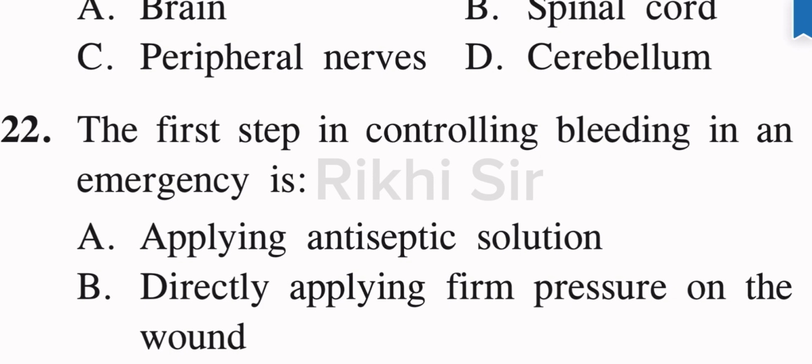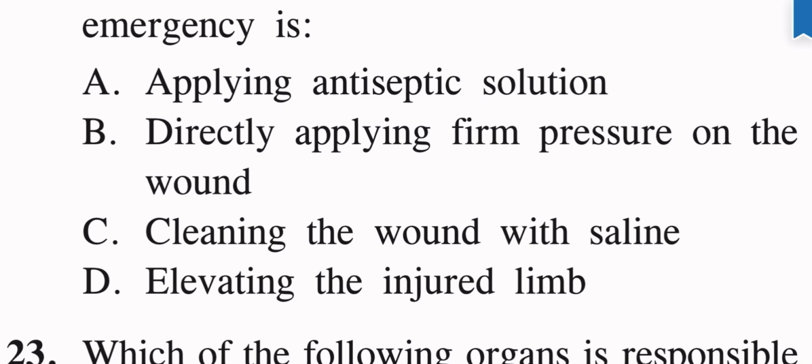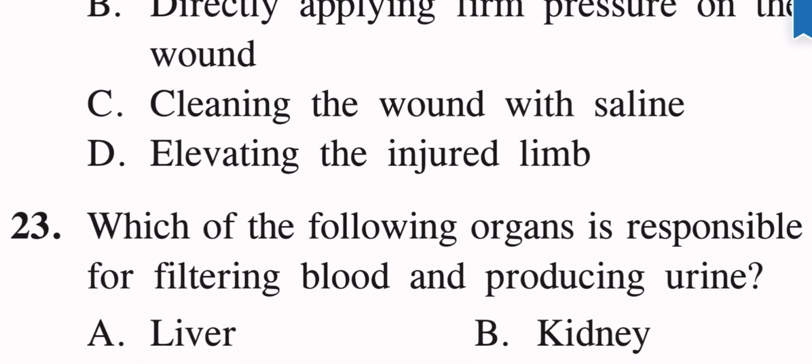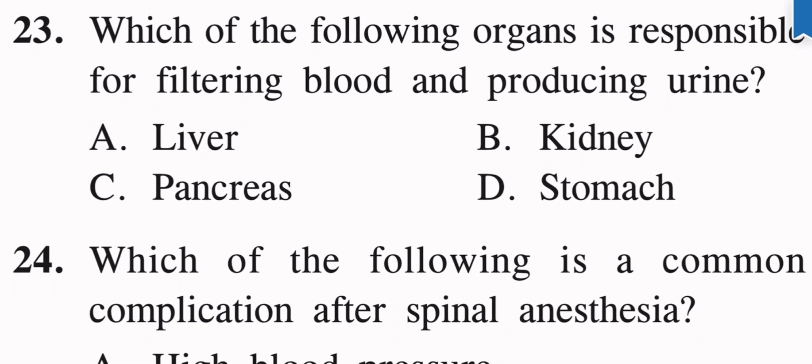The first step in controlling bleeding in an emergency is applying antiseptic solution, directly applying firm pressure on the wound, cleaning the wound with saline, elevating the injured limb. So next question: which of the following organs is responsible for filtering blood and producing urine? Option A liver, kidney, pancreas, stomach.